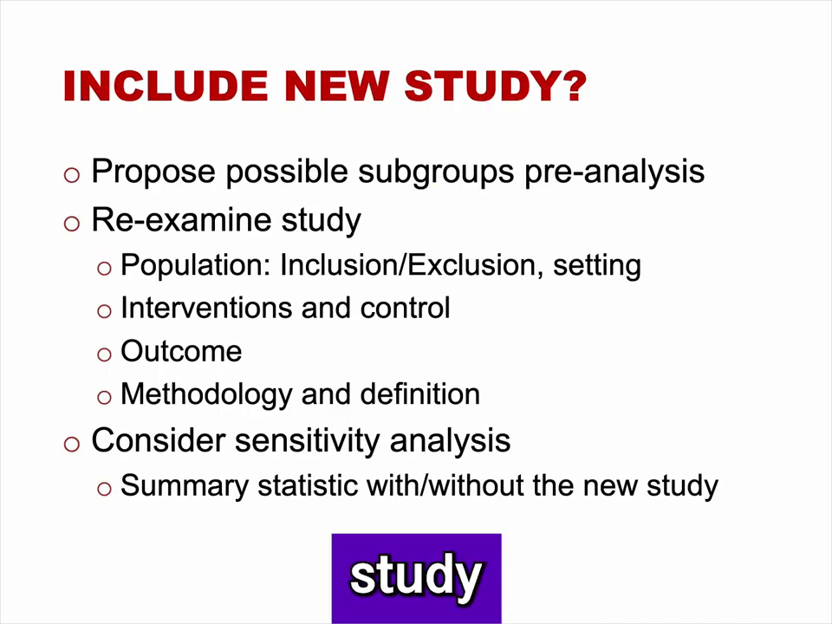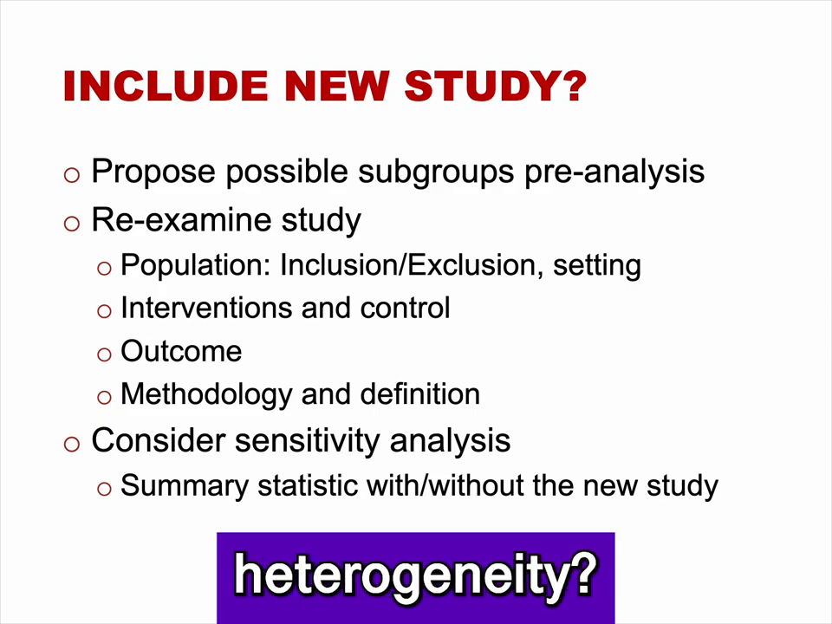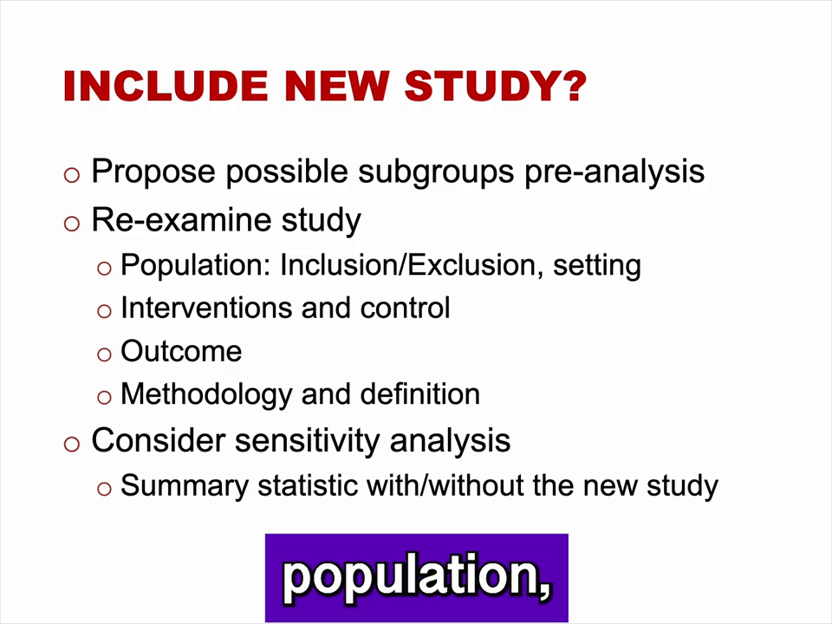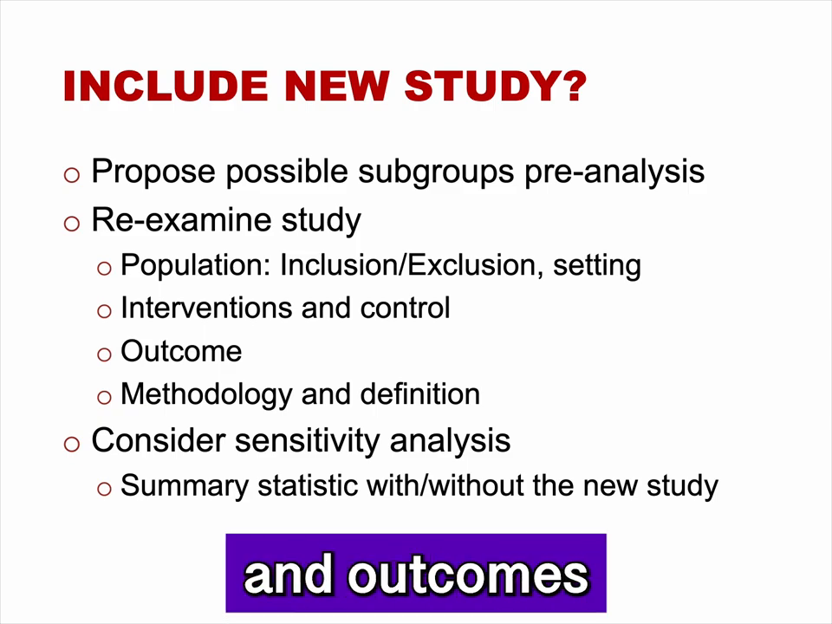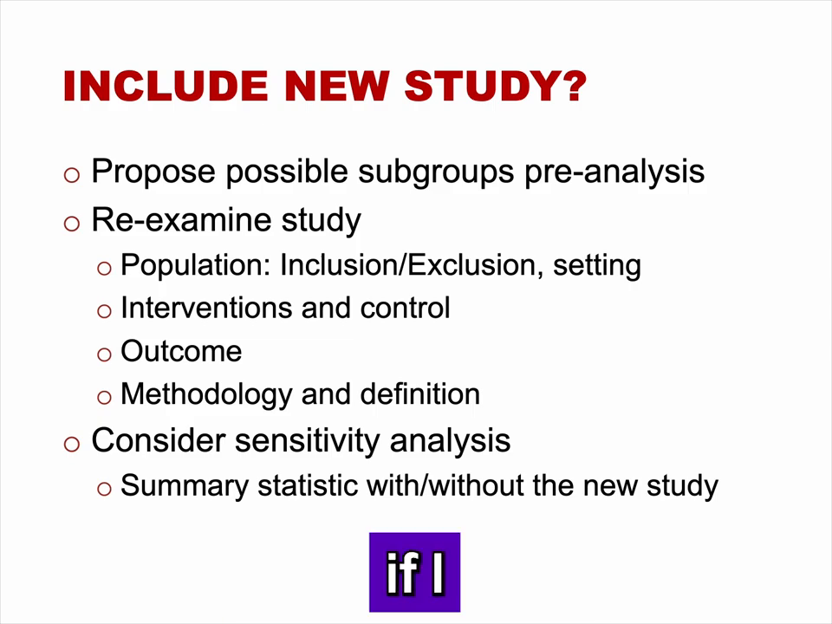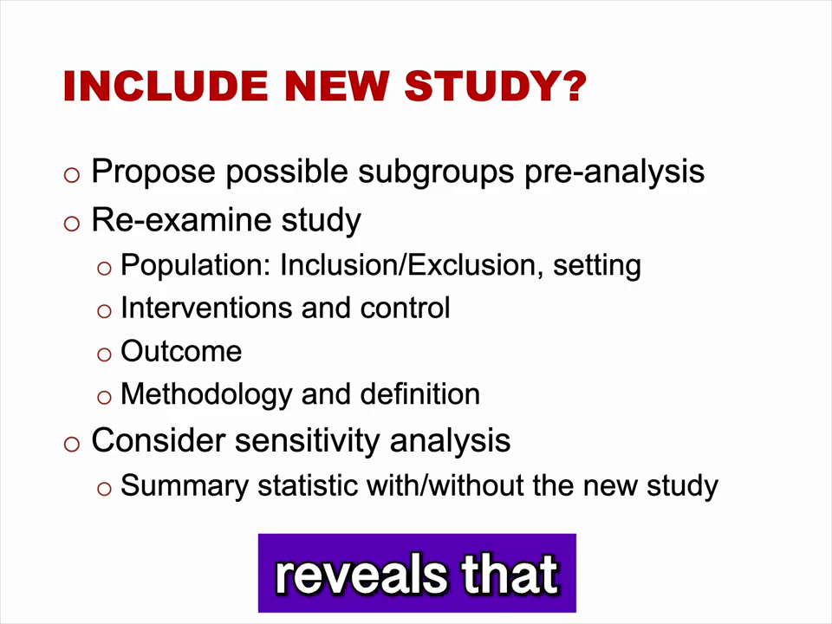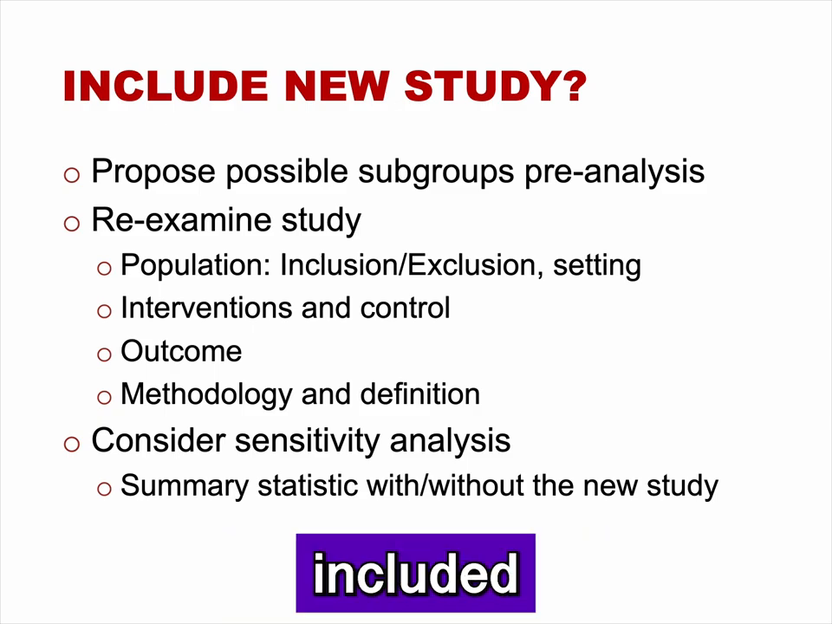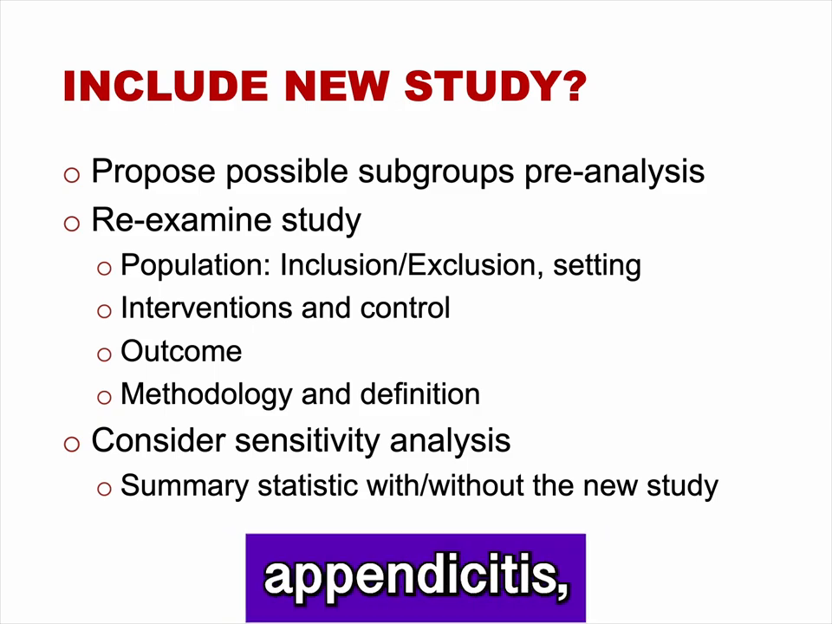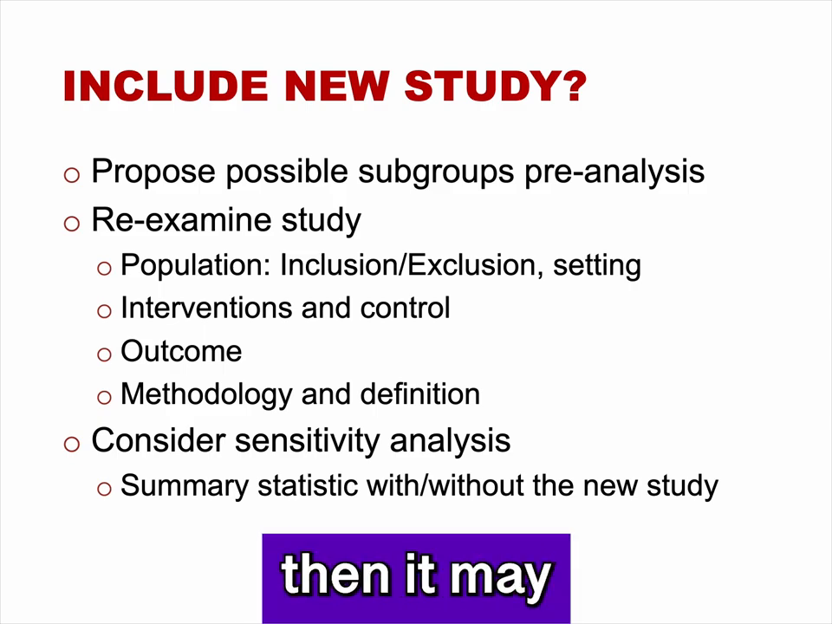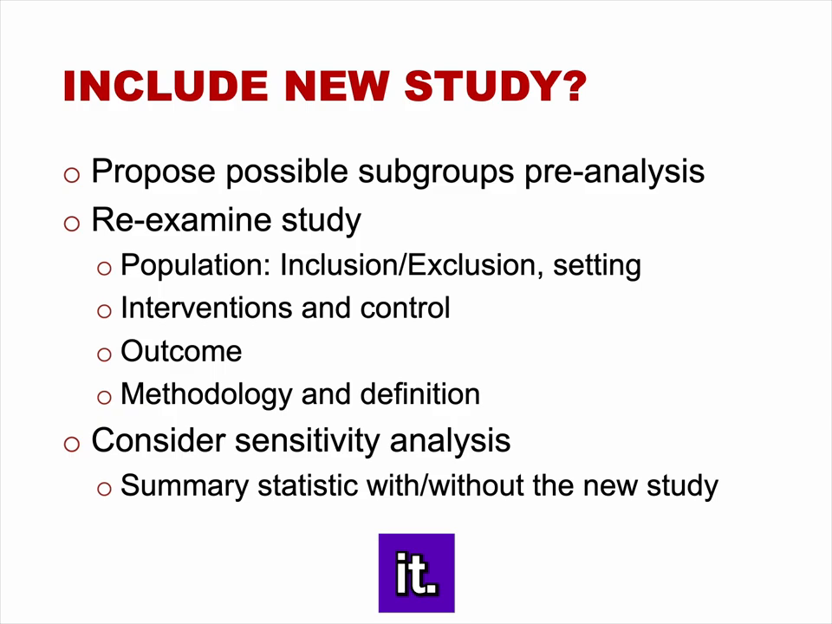So what do we do with the new study if there is significant heterogeneity? We need to review the study closely and review the definitions of the population, interventions, controls, and outcomes, and study methods to determine if the difference in statistical heterogeneity may be due to clinical heterogeneity. For example, if I look closer at the new study and it reveals that it only included patients who are at higher risk of the outcome, for example, the new study included only patients with perforated appendicitis, while the other studies included only patients with non-perforated appendicitis, then it may be possible to exclude it.